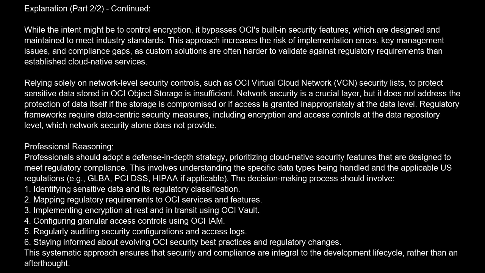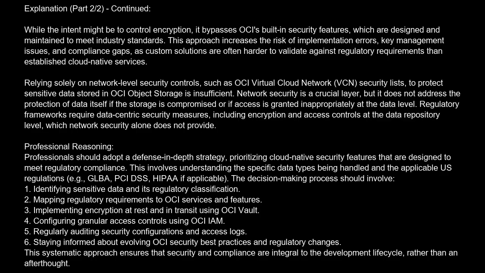Relying solely on network-level security controls, such as OCI Virtual Cloud Network, VCN, security lists, to protect sensitive data stored in OCI object storage is insufficient. Network security is a crucial layer, but it does not address the protection of data itself if the storage is compromised or if access is granted inappropriately at the data level. Regulatory frameworks require data-centric security measures, including encryption and access controls at the data repository level, which network security alone does not provide.